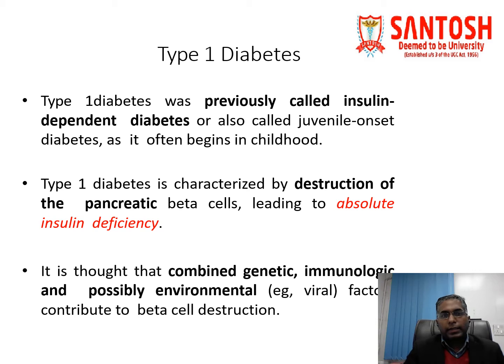Now we'll discuss type 1 and type 2 diabetes mellitus one by one. Type 1 diabetes was previously called insulin dependent diabetes, also called juvenile onset diabetes, as it often begins in childhood. Type 1 diabetes is characterized by destruction of pancreatic beta cells leading to absolute insulin deficiency, and it is thought that combined genetic, immunological, and possibly environmental factors contribute to beta cell dysfunction.